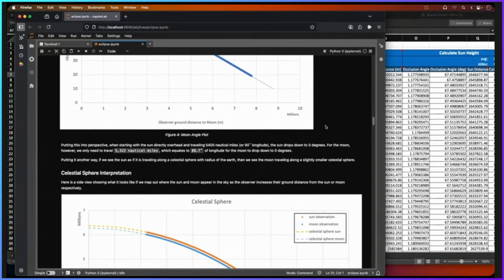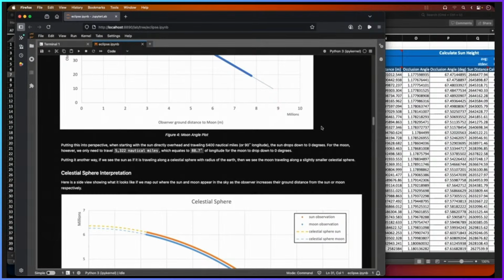So putting this into perspective, when starting with the sun directly overhead and traveling 5,400 nautical miles, or 90 degrees longitude, the sun drops down to 0 degrees. For the moon, however, we only have to travel 5,300 nautical miles, which equates to 88.7 degrees longitude for the moon to drop down to 0 degrees.